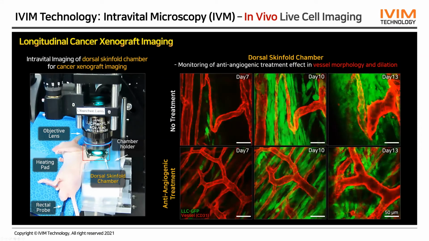And this is the 3-day interval observation of this cancer model to see the cancer vessel remodeling. This is the same vessel with 3 days interval by using the dorsal skin fold chamber. You can see the infiltration of the GFP expressing cancer cells and the remodeling of the tumor vessel. As you can see, there is a huge dilation of the tumor vessel together with the infiltration of cancer cells over the course of 6 days.